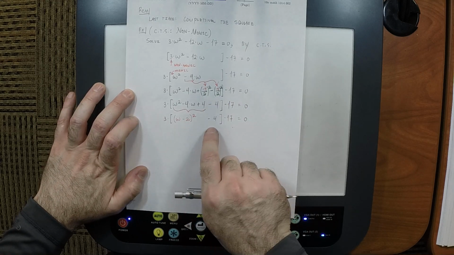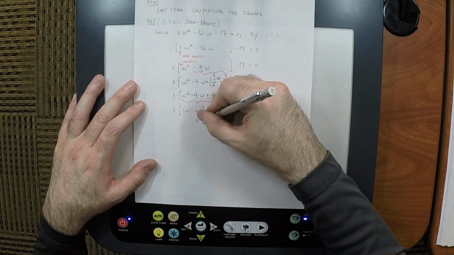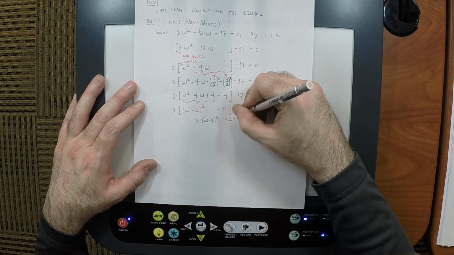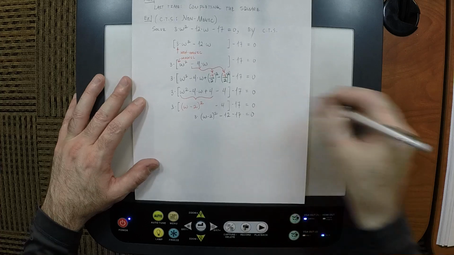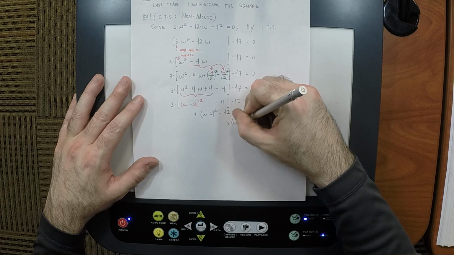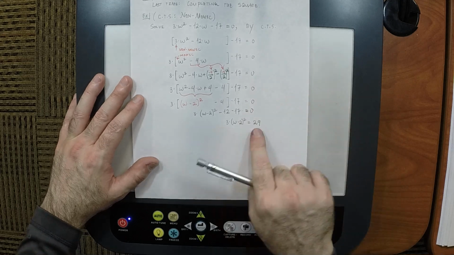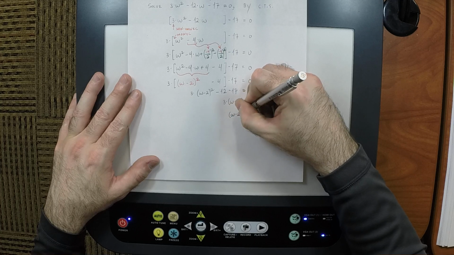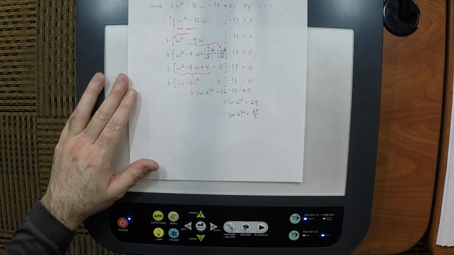And now we're going to do several algebraic steps so that we can solve for that. I'm going to distribute the 3 back in and get 3 times w minus 2 squared, subtract 12, subtract 17 equals 0. Adding those constants together is negative 29, and then moving it to the other side, it's 29. So 3 times w minus 2 squared is 29. And then w minus 2 squared is 29 over 3. All right.